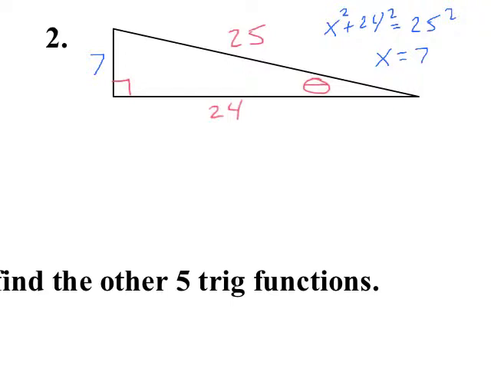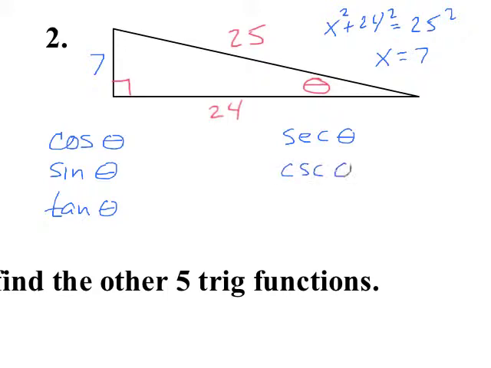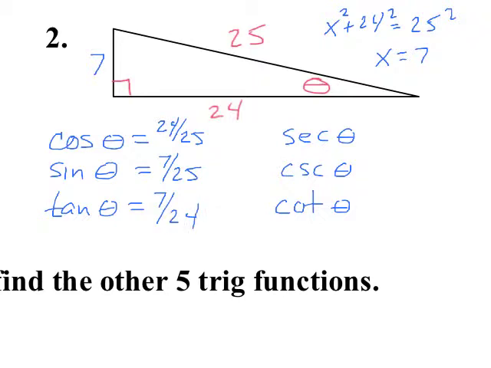The next thing is, let's figure out what all our stuff is. So I'm going to write them out again. So cosine of theta, sine of theta, tangent theta. Over here I'm going to put secant theta, cosecant theta, cotangent theta. Alright, so cosine of theta. Hopefully you came up with cosine to be 24 over 25. Hopefully you came up with sine to be 7 over 25. Tangent, 7 over 24.